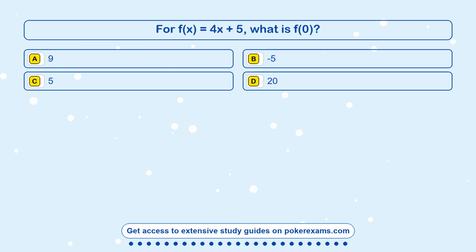Question 15. For f of x equals 4x plus 5, what is f of 0? Option A 9. Option B -5. Option C 5. Option D 20.